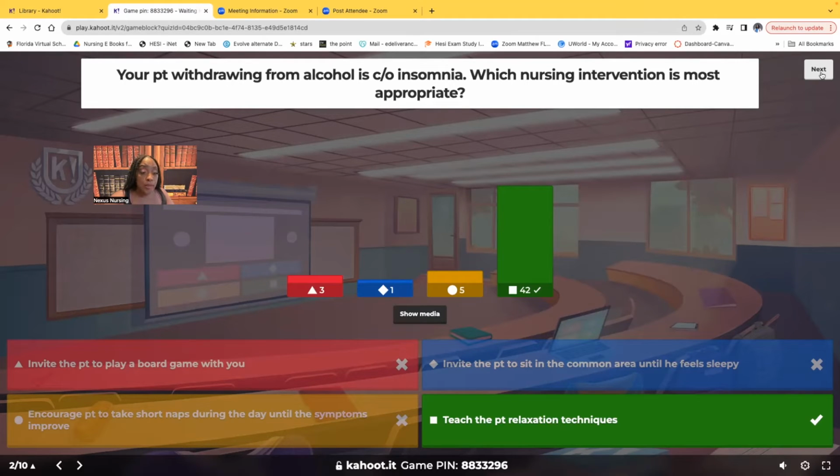Next, encourage the patient to take short naps. I wish I had my sign right here. Why would you have them take short naps during the day? If they take short naps during the day, do you think they're going to want to be sleepy at night? No, that doesn't make any sense. Duh. So you're going to teach them relaxation techniques. You're going to teach them deep breathing exercises. You're going to decrease stimulation in the environment.